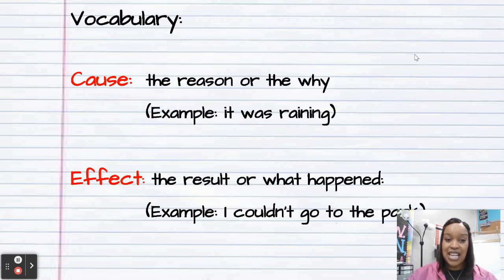So remember last time we learned two vocabulary words, cause and effect. Do you remember what cause was? Yes, the reason or the why. So the example that I used was, it was raining outside. What is the effect? Yeah, the result or what happened. So because it was raining outside, I couldn't go to the park. I couldn't go to the park would be the effect.